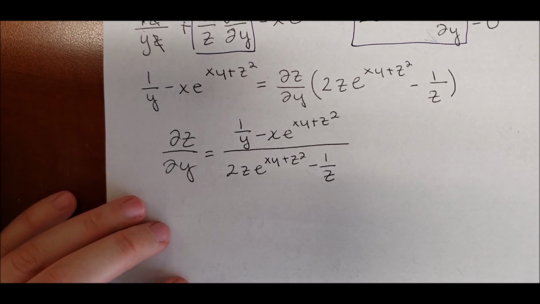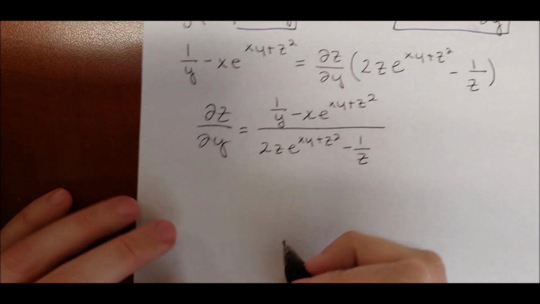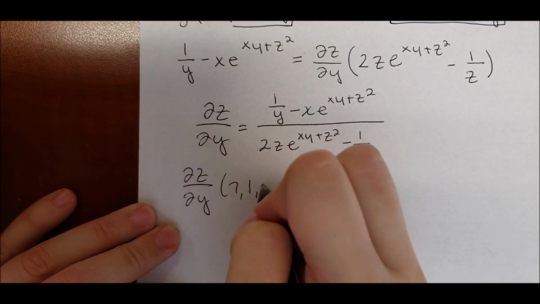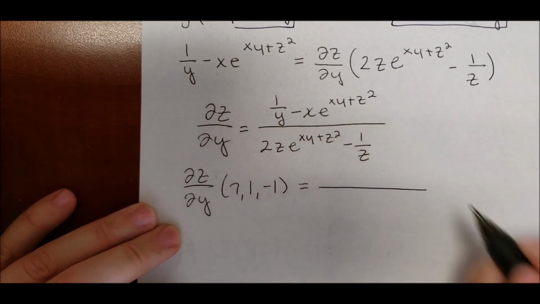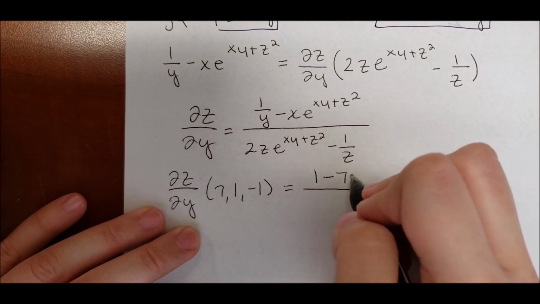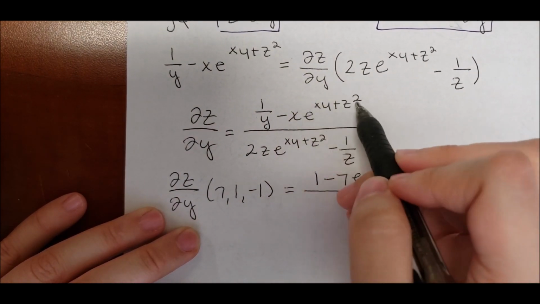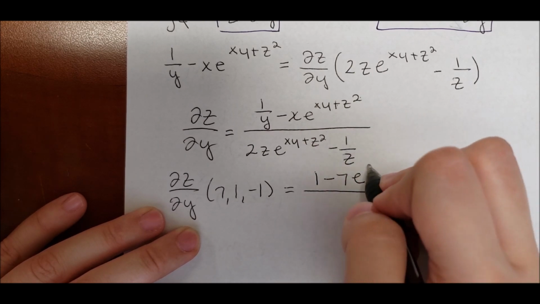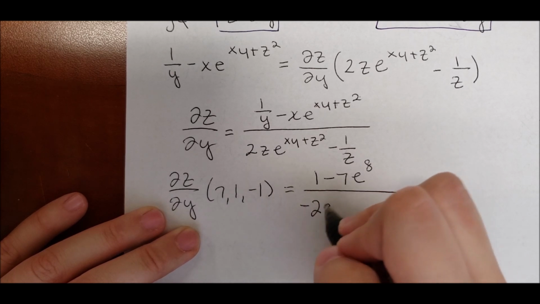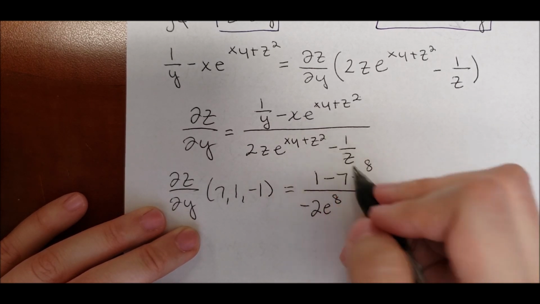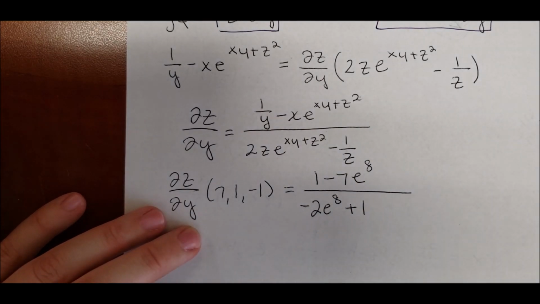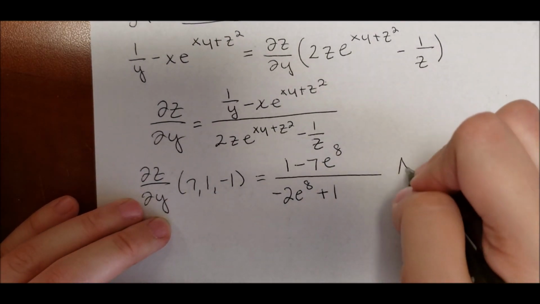And now I have to evaluate it at 7, 1, negative 1. So 1 over 1 is 1 minus 7 e to the 7 times 1 plus negative 1 squared, it's 8. 2 times negative 1 is negative 2 e to the 8 minus 1 over negative 1, that's plus 1. And that is A.